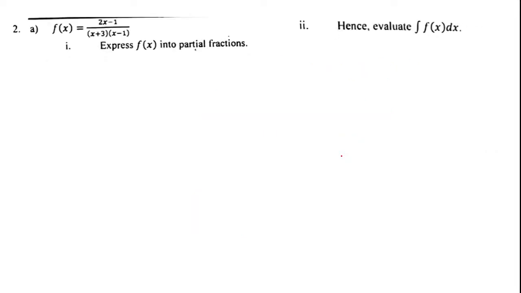Now, the second question is f of x is equal to 2x minus 1, all that over x plus 3 into x minus 1. So this is what we have to express in partial fractions. To do so, we use the form: 2x minus 1 over x plus 3 into x minus 1 should be identical to p over x plus 3 plus q over x minus 1.